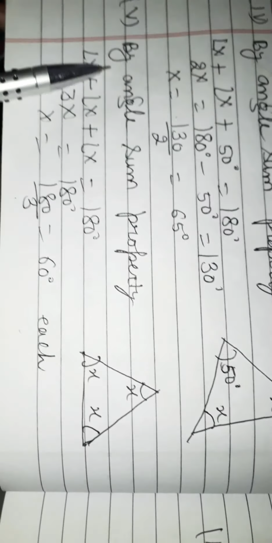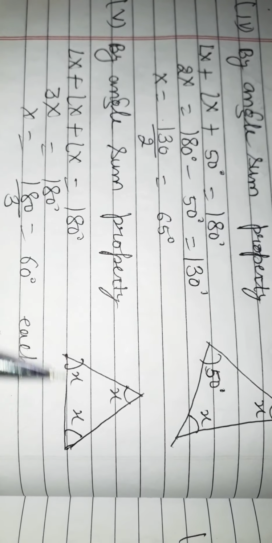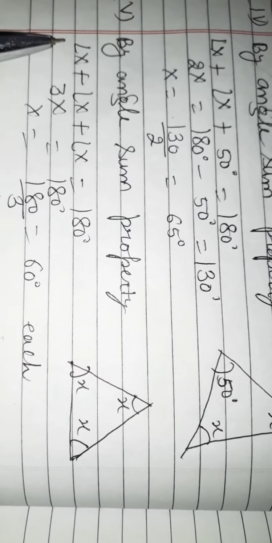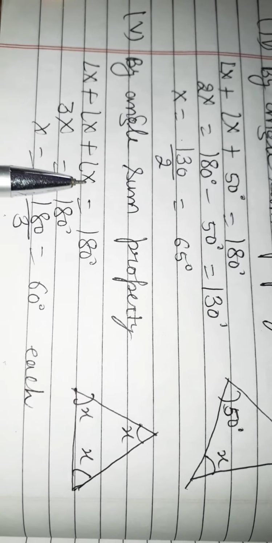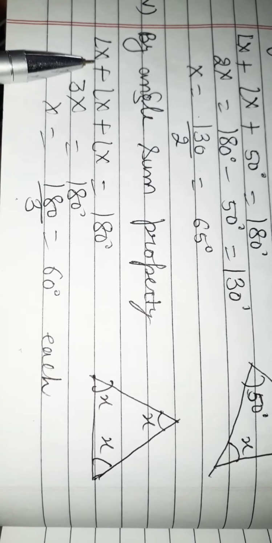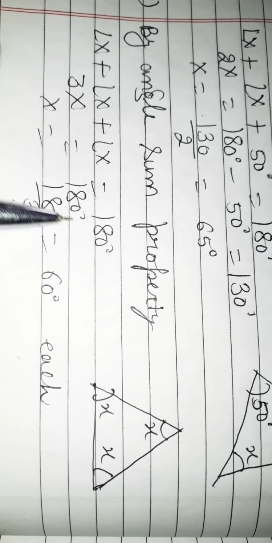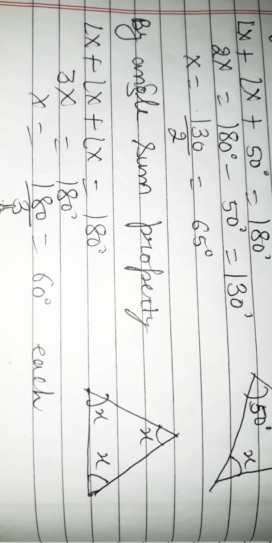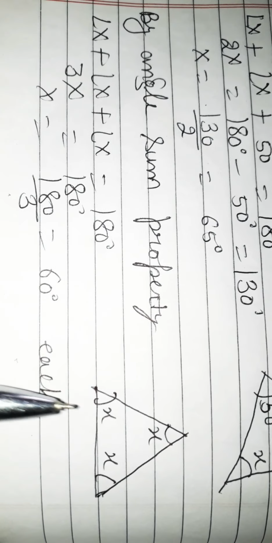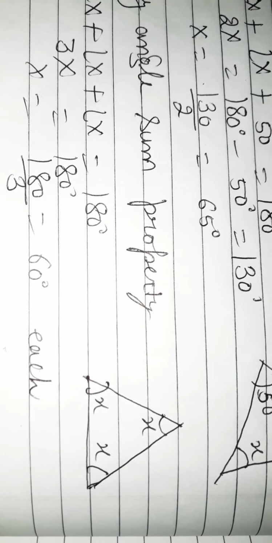Fifth part is angle sum property, x. I will use angle sum property. Angle x plus angle x plus angle x is equal to 180 degree, means the sum of all angles of a triangle is equal to 180 degree. 3x is equal to 180. Value of x is equal to 180 by 3. It is 60 degree. मतलब each angle is of 60 degree.